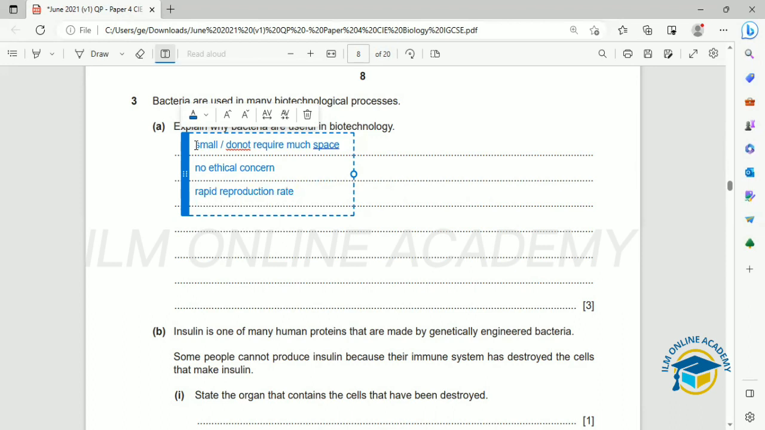Then plasmid is a characteristic of bacteria. Bacteria have a coiled DNA structure, but in addition to that, bacteria also have plasmids, which are really great vectors in genetic engineering.